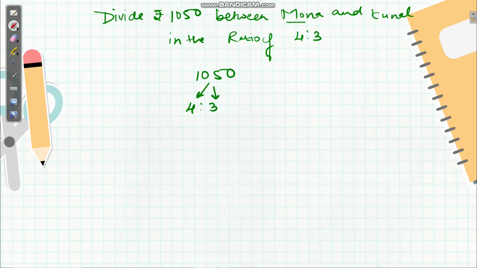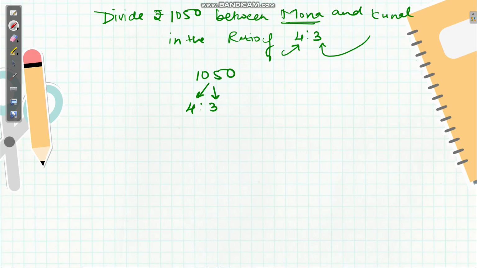Now see, Mona's name is first. That means 4 represents or belongs to Mona. That means 4 parts belong to Mona, and 3 parts belong to Kunal, because Kunal's name is second. So 4:3 means Mona gets 4 parts and Kunal gets 3 parts. Now how do we solve this question? How do we split this money, that is 1050, in the ratio 4:3?